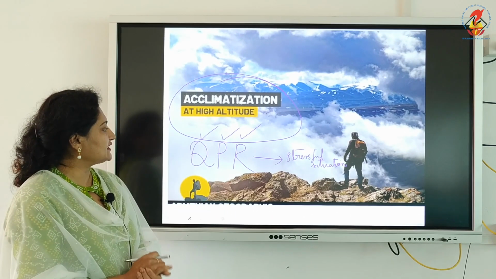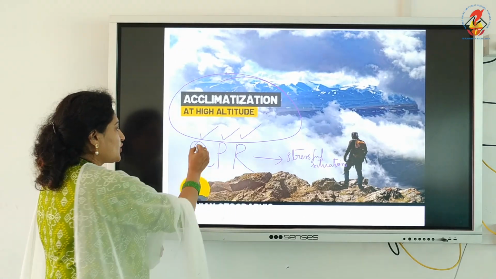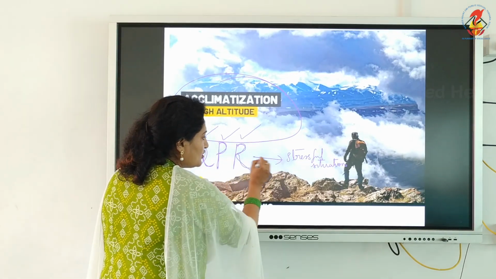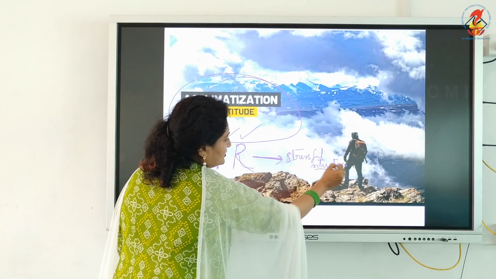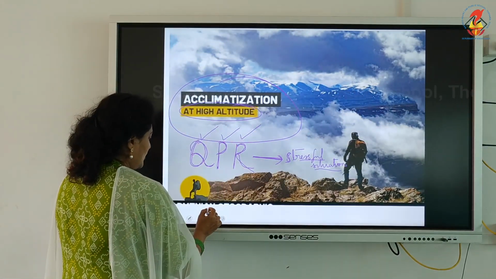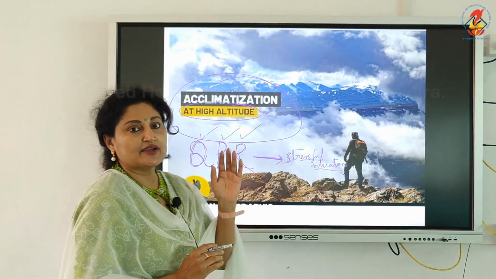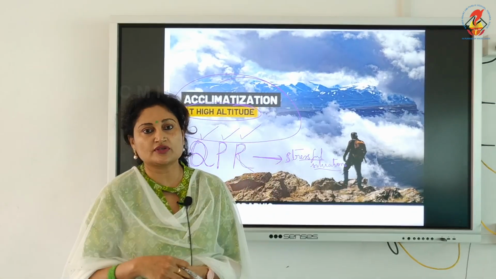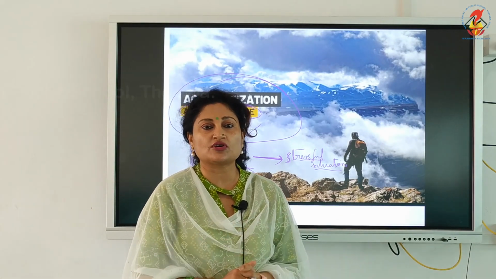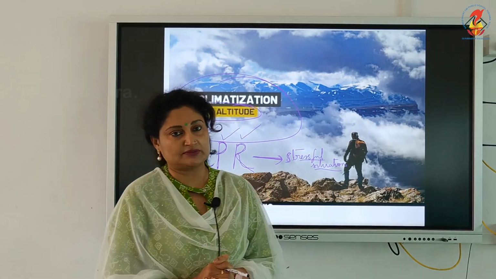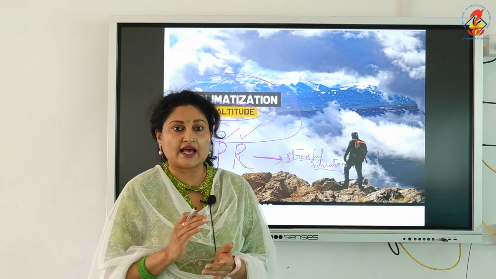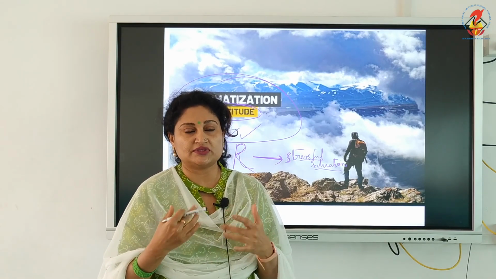So once again, what is acclimatization? It is a quick physiological response to a stressful situation. A very good example is altitude sickness. What happens when we go to high altitudes? When you climb up a mountain or visit a hill station, once you reach there, you experience something called altitude sickness. The symptoms are fatigue, nausea, that is a feeling of vomiting, as well as heart palpitation. You feel your heart beating fast.